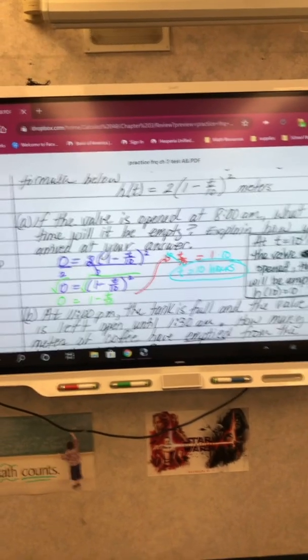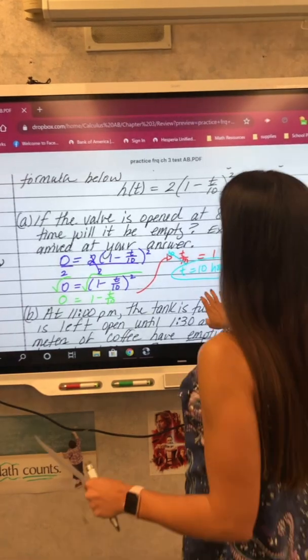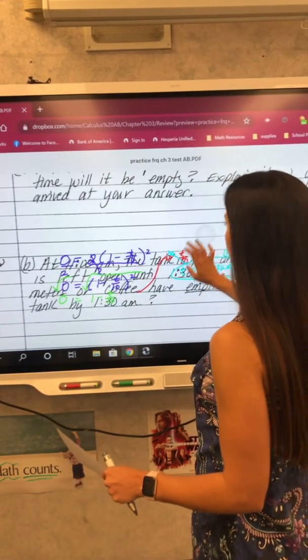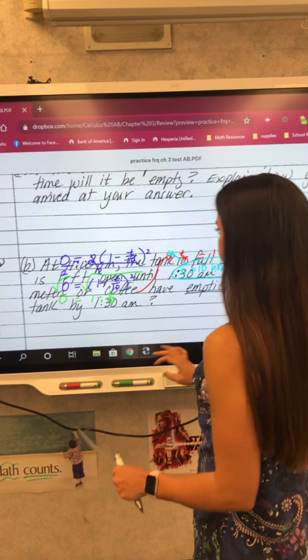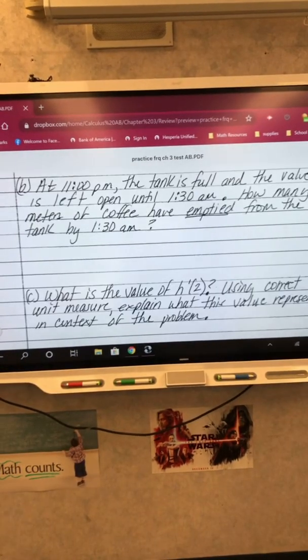Okay. Next part, part B. So let me see if it'll let me scroll up and will it keep the writing there? Nope. How do I clear the writing? Let me pause while I figure that out so you guys don't have to watch me. Okay, I figured it out.